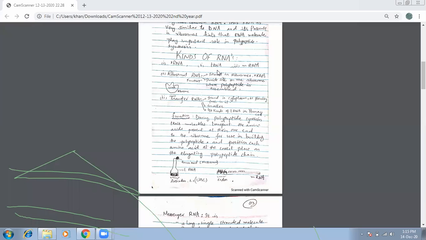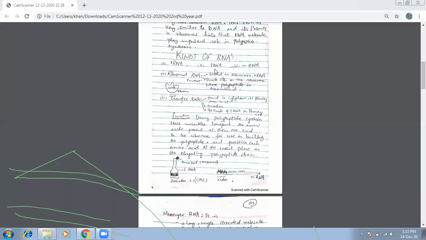Usually it is found that 20 kinds of amino acids are involved in making proteins, and for these 20 kinds of amino acids there are 20 kinds of transfer RNA, each specific for a specific amino acid to make various kinds of proteins. So this was about transfer RNA. Up till now you have studied about ribosomal RNA and transfer RNA.